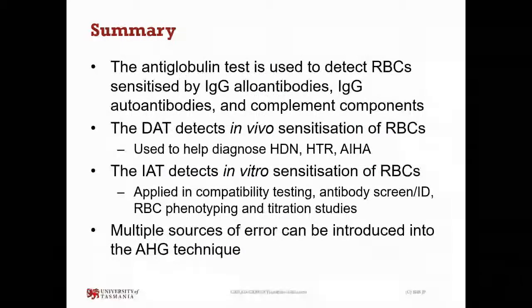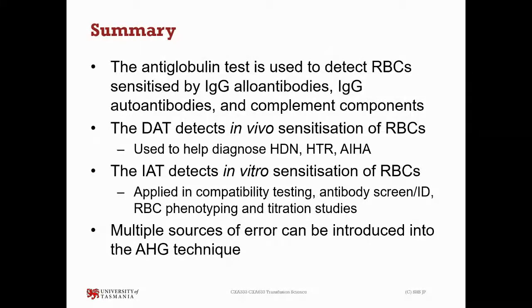So in summary, the antiglobulin test is used to detect red cells sensitized by IgG alloantibodies, IgG autoantibodies, and complement components. The DAT detects in vivo sensitization, the IAT detects in vitro sensitization, and there are multiple sources of error that can be introduced into the technique. So you need to know that technique inside out and back to front, and you also need to know factors that influence it and the sources of error that can affect it.